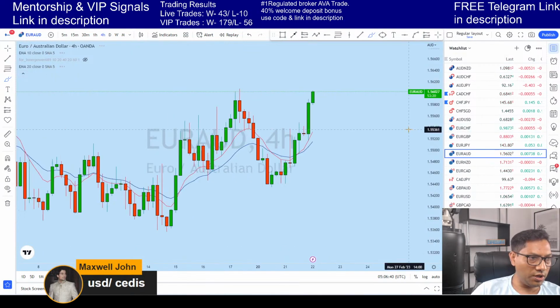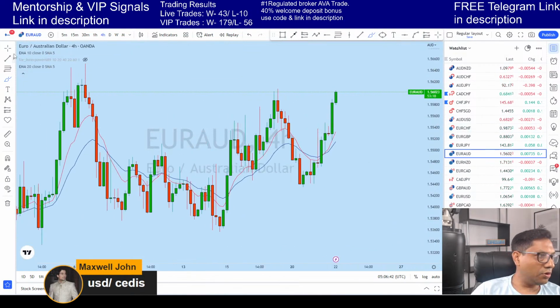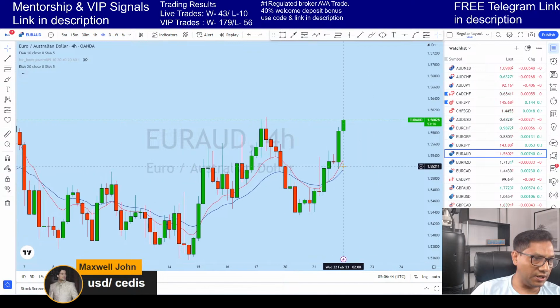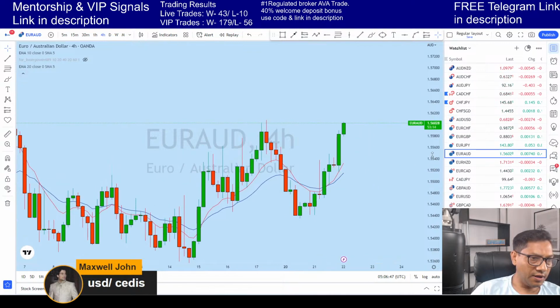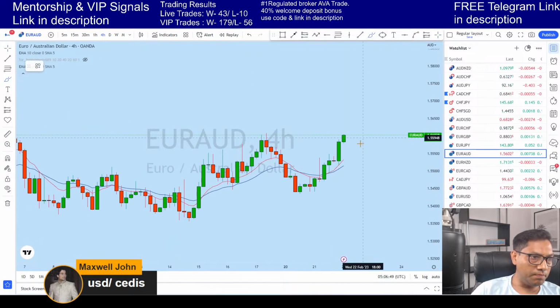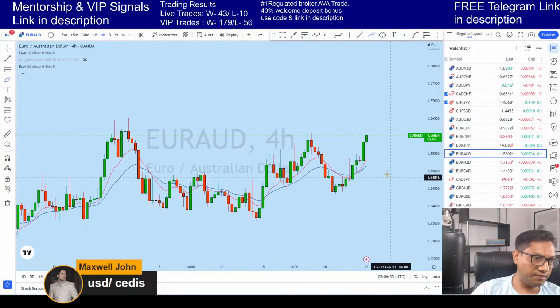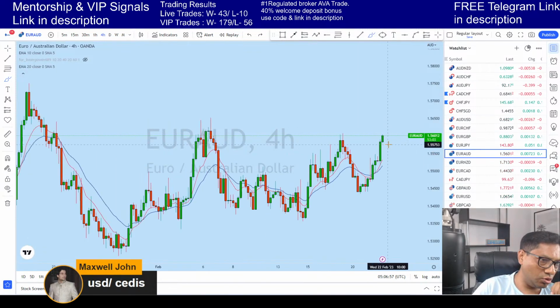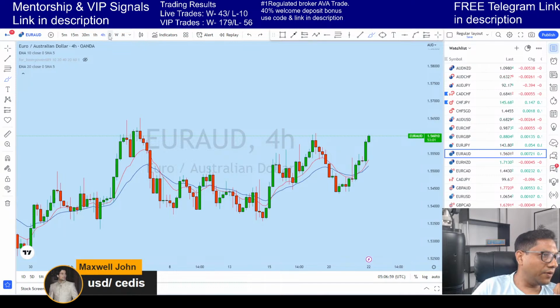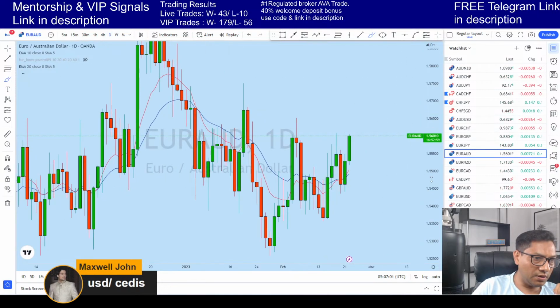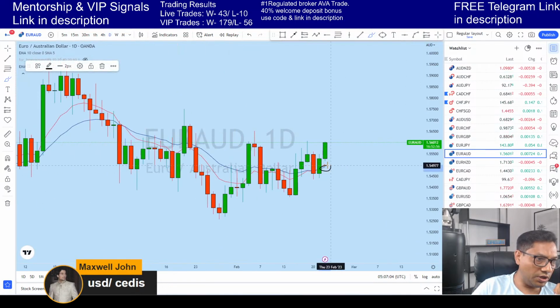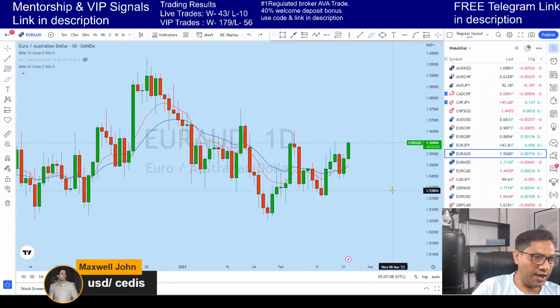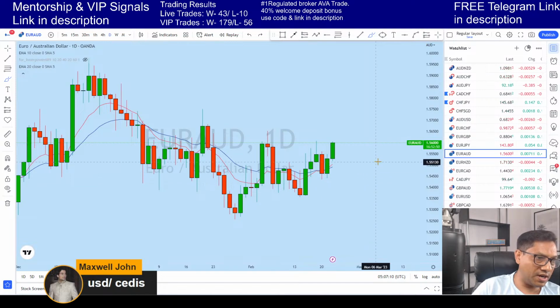So EuroAUD, okay, in the previous session we saw that there is another liquidity gap here, a strong bullish candle from this support. Now we see that this one is also creating another strong bullish price action. If I look at the daily, from this 20 MA on the daily, EuroAUD is going up, and this market has very strong momentum now.